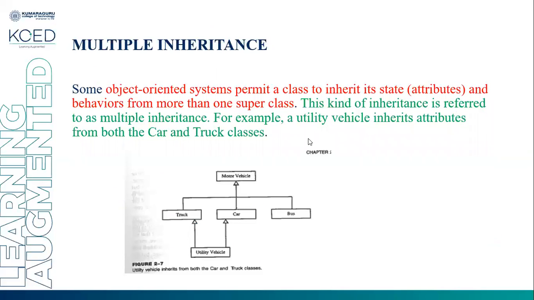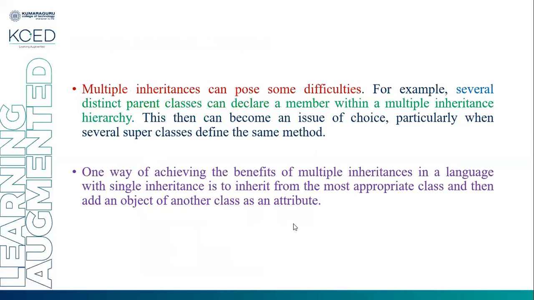Multiple inheritance. Single inheritance means that a particular class is inherited from only one superclass. When a class is inherited from more than one parent class, that inheritance is known as multiple inheritance. An object-oriented system permits a class to inherit its states, attributes, and behavior, meaning methods, from more than one superclass. This kind of inheritance is referred to as multiple inheritance. For example, a utility vehicle inherits attributes from both the car and truck. So the inheritance is known as multiple inheritance.